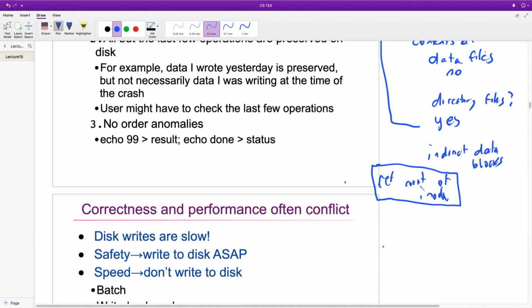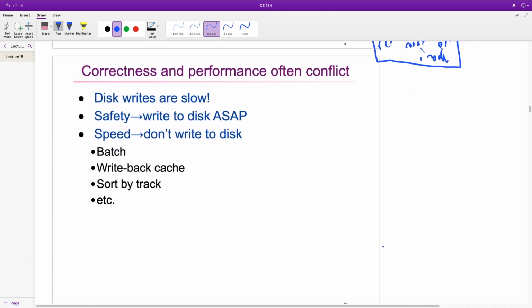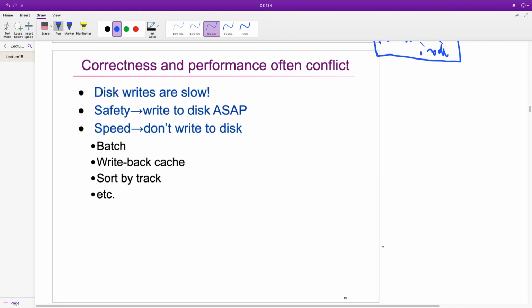All right. So, if only disk writes weren't slow, this would be much less of a problem. But disk writes are very slow, and so we try to avoid writing to disk, and that avoiding writing to disk is what causes these issues. Part of what causes the issues. So, safety says, write to disk as soon as you possibly can. Speed says, hold off writing to disk as long as you possibly can.